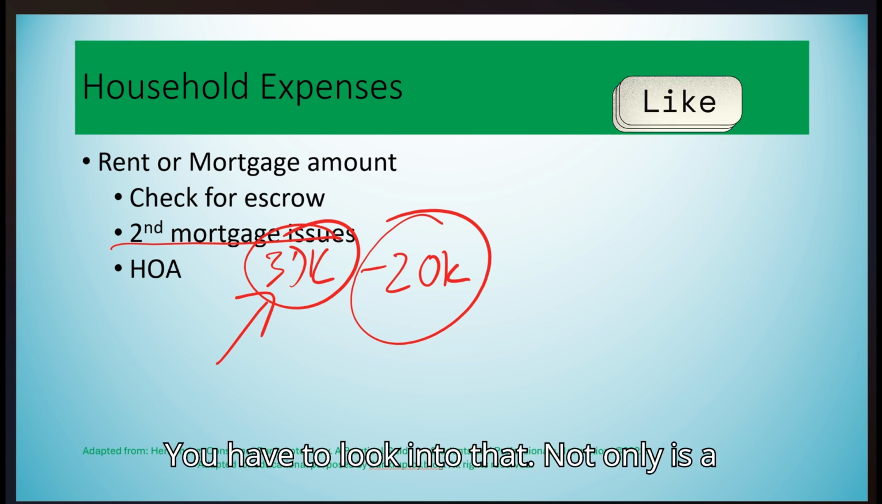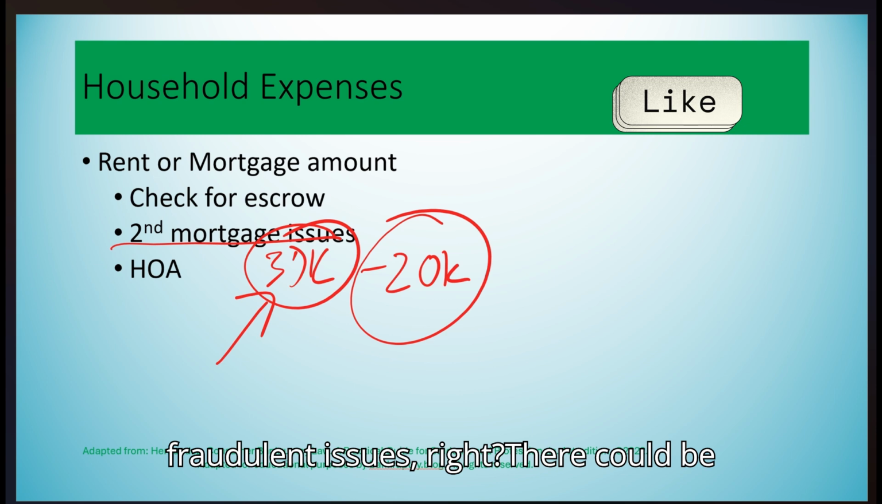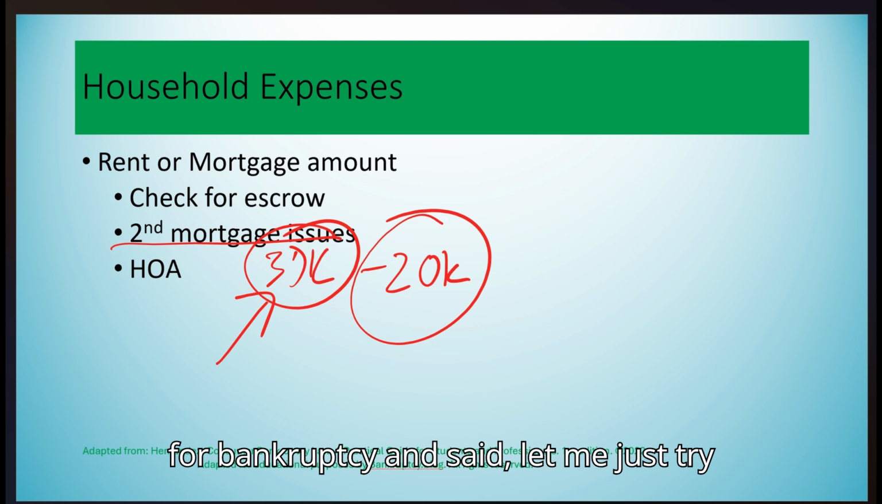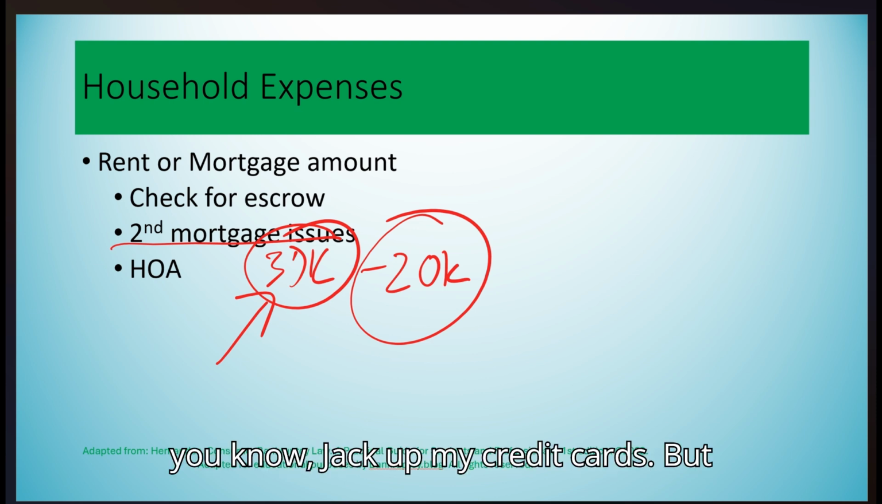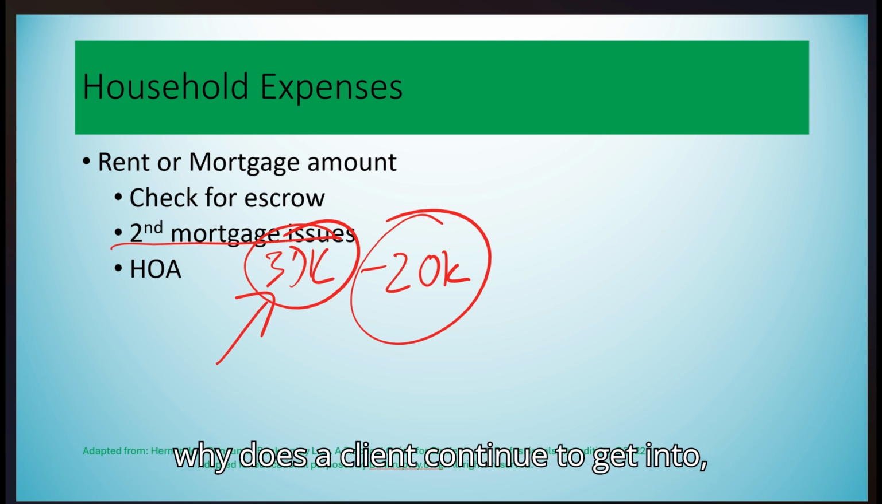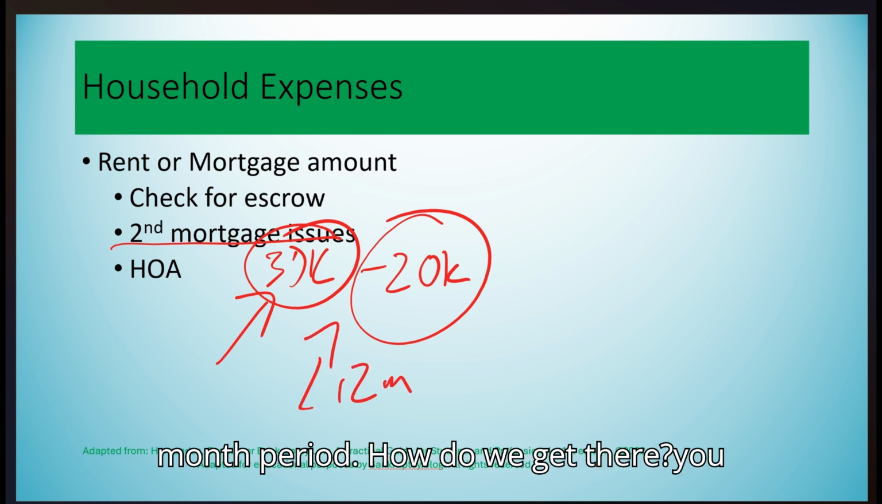You have to look into that. Not only is a trustee going to ask, there could be fraudulent issues, right? There could be issues where the client is preparing for bankruptcy and says, I'm going to file it anyway, let me jack up my credit cards. But there are also issues of expenses. Why does a client continue to get into, we're talking $50,000 in a 12-month period?